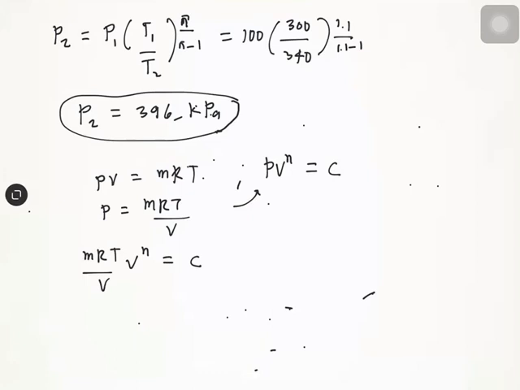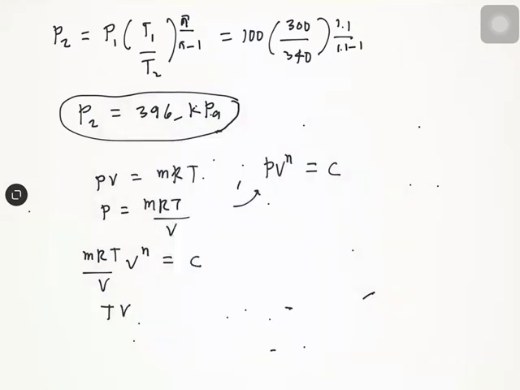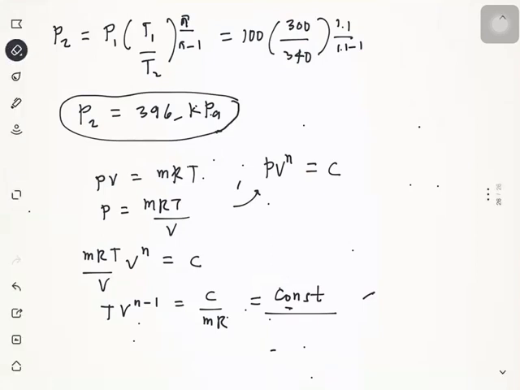Okay, and so we have here T times V to the n minus 1, since the denominator V has an exponent of negative 1, equals C over MR. Since mass is constant and R is constant, C over a constant is constant. So we have this relation, and you can derive another relation here.